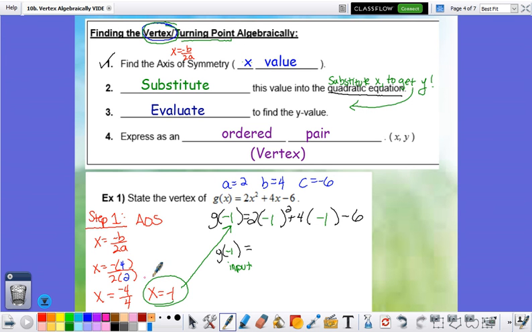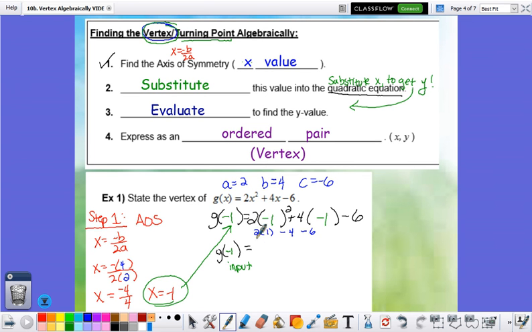For the output, we would have to follow PEMDAS. So I would have exponents first. We would get 2 times 1, and then 4 times negative 1 becomes negative 4, minus 6. This can get confusing. 2 minus 4 is negative 2. Minus 6 more is negative 8.